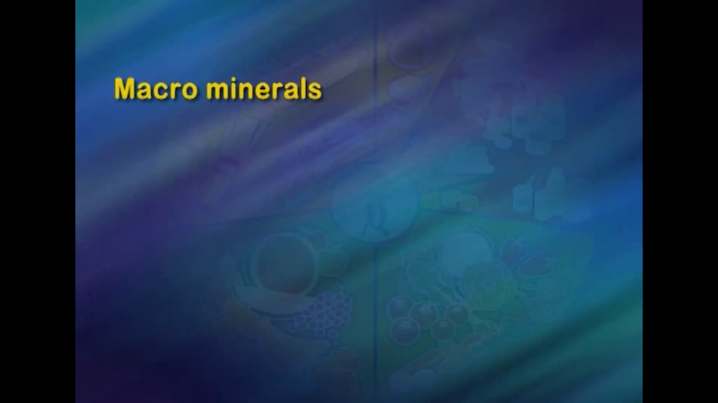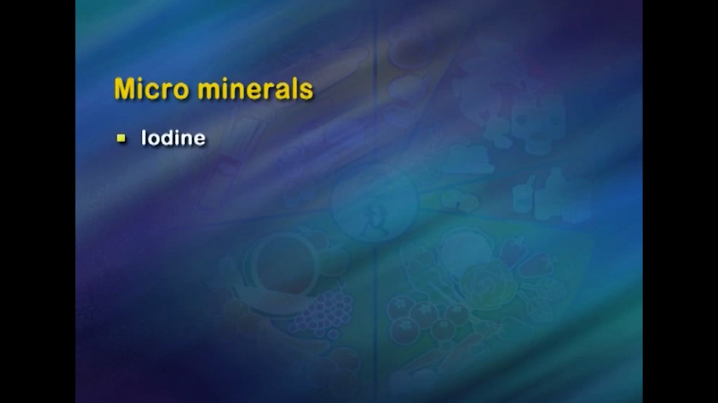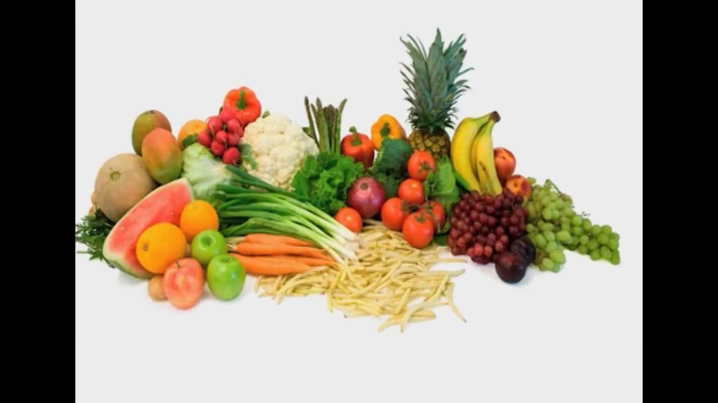Minerals are classified based on the amount required in our body. Some minerals are required in larger quantities, so they are called macro minerals. Some examples of macro minerals are calcium, phosphorus, etc. Minerals required in lesser amounts are called micro minerals. Examples of micro minerals are iodine, iron, fluorine, etc. The sources of minerals are fruits and vegetables.